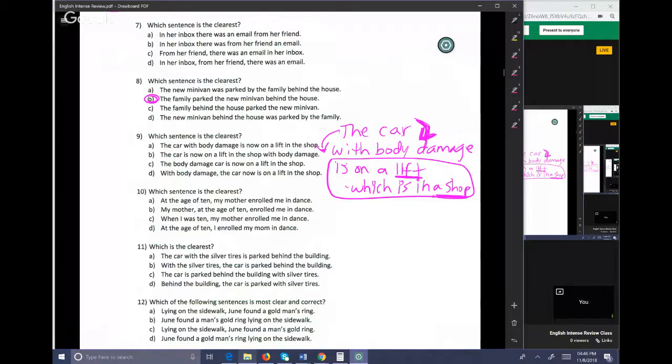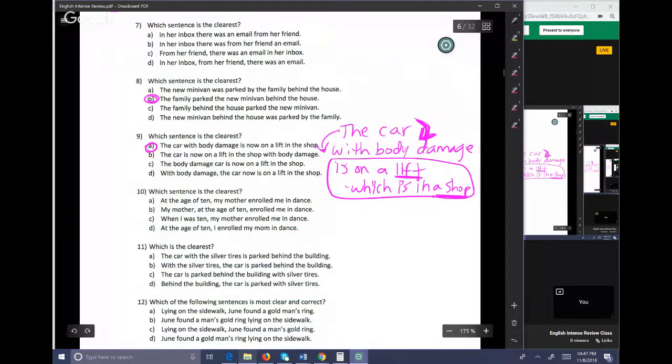So to give you another angle, what I don't want to happen: I don't want to describe the lift as having body damage. I don't want to describe the body damage as being what's in the shop. I want to describe the car being what has body damage. I want to describe that same car that has that damage as being what is on the lift. And I want to describe the lift as being something that is in a shop. So again, the car with body damage is on a lift in a shop is going to be A.